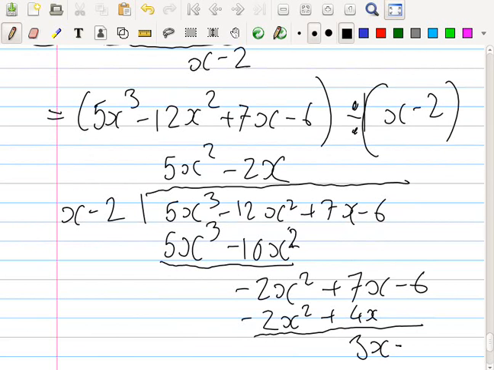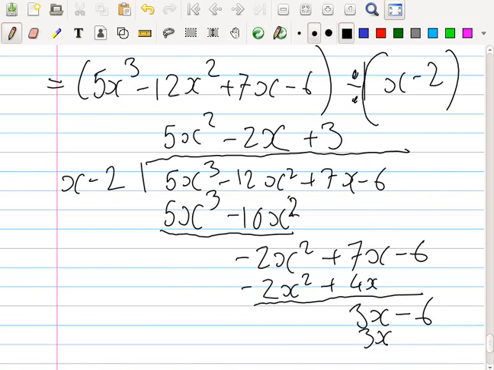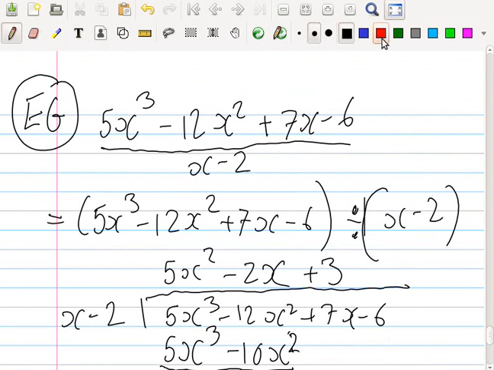3x minus 6. And to finish, plus 3. And then I get 3x minus 6 all over 0. Factor. It's a factor. So you know that this is equal to 5x squared minus 2x plus 3. Now I have something else to say about that, but just for the moment write that down.